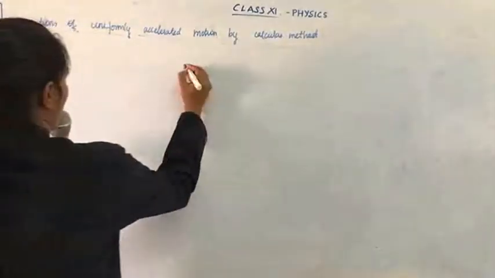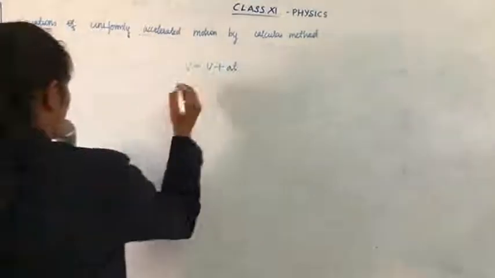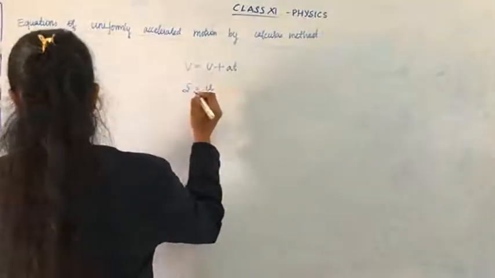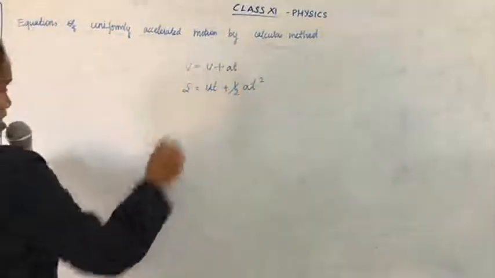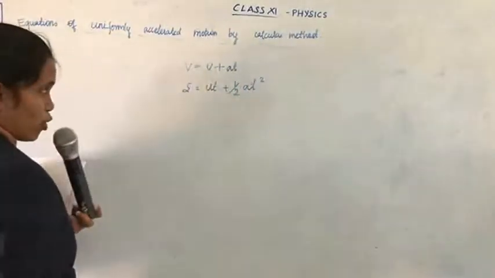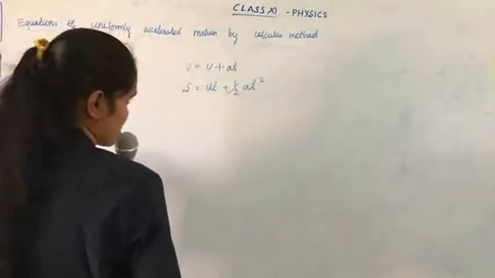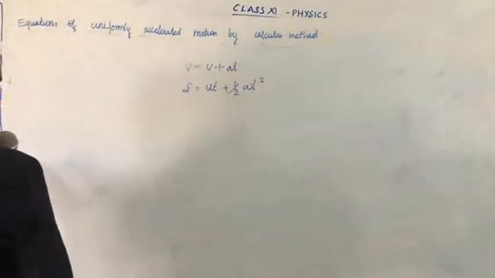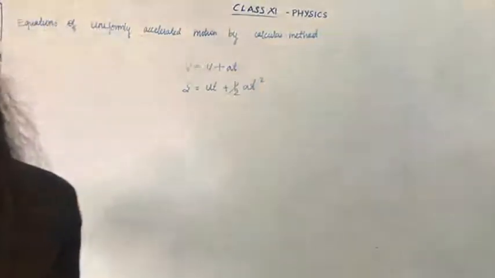Uniformly accelerated motion, there are four most important equations, the kinematic equations: v equal to u plus at, then s equal to ut plus half at square, where v is the final velocity, u is the initial velocity, a is the acceleration, t is the time taken, and s is the displacement. Okay, this is the second equation.